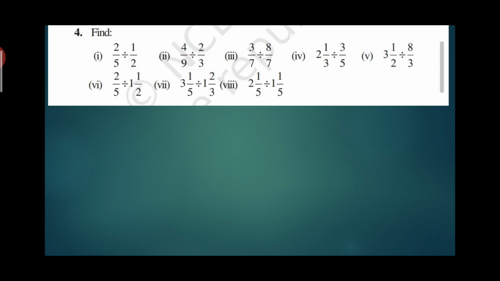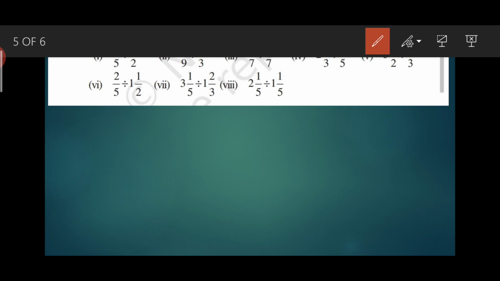So let us take its fourth part, that is 2 1 by 3 divided by 3 by 5. This is the fourth part. What you have to do? You have to convert the mixed fraction into a simple fraction. How will you do it? You will multiply 2 by 3. 3 2s are 6 and 6 plus 1 is 7. So 7 by 3 divided by 3 by 5.